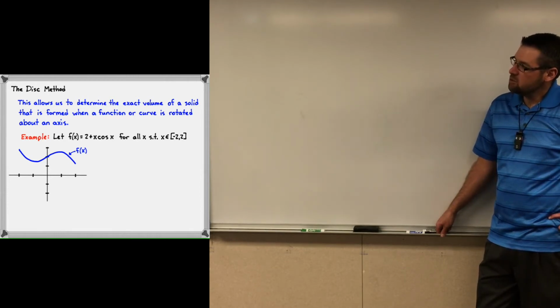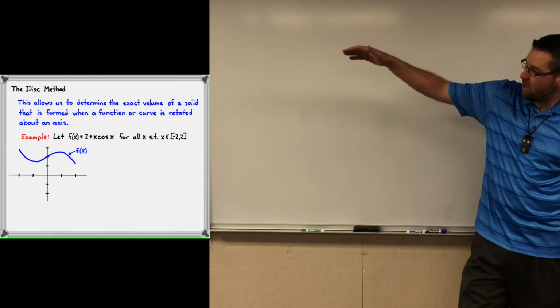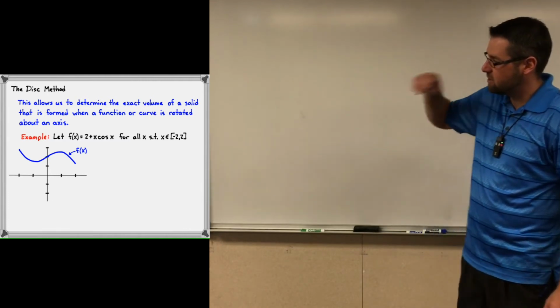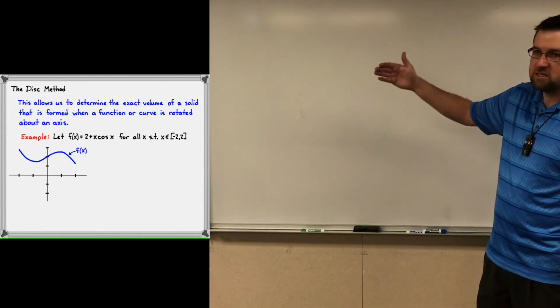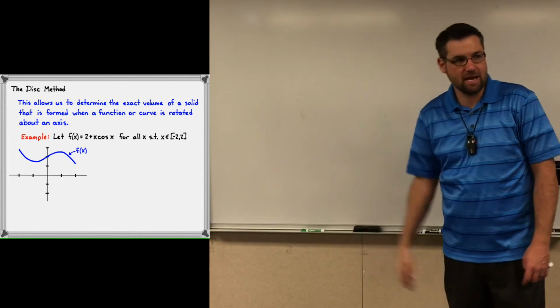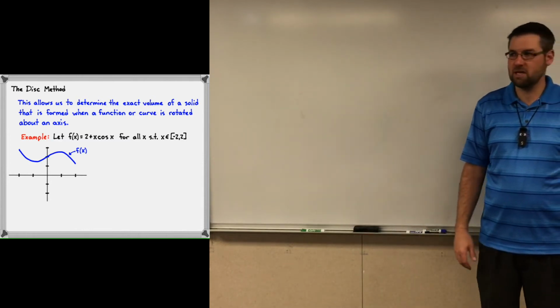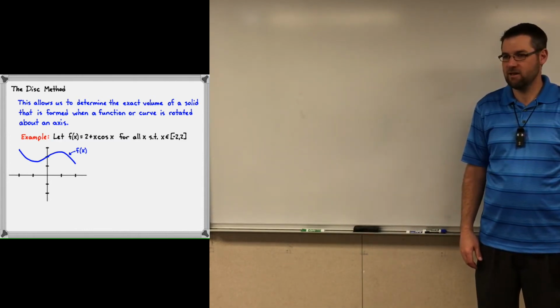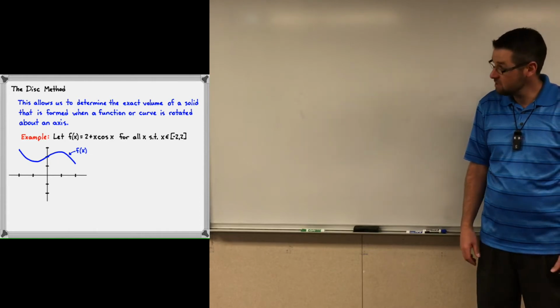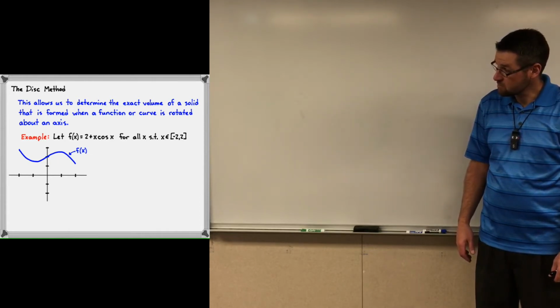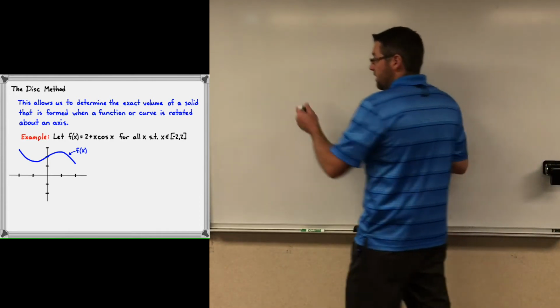All right. So we have this curve, 2 plus x cosine of x, and we're going to revolve this curve around the x-axis. What kind of shape is that going to look like? Can you visualize it? An hourglass, kind of? Yeah, okay.